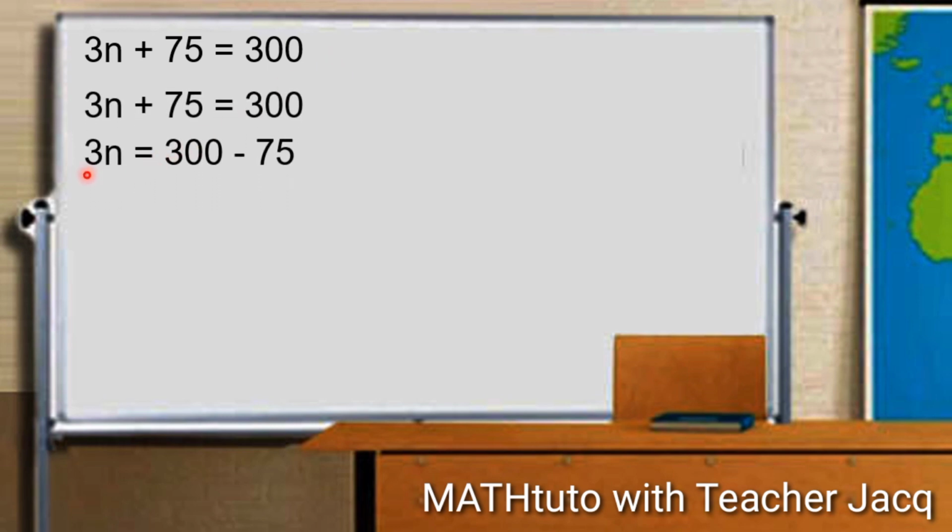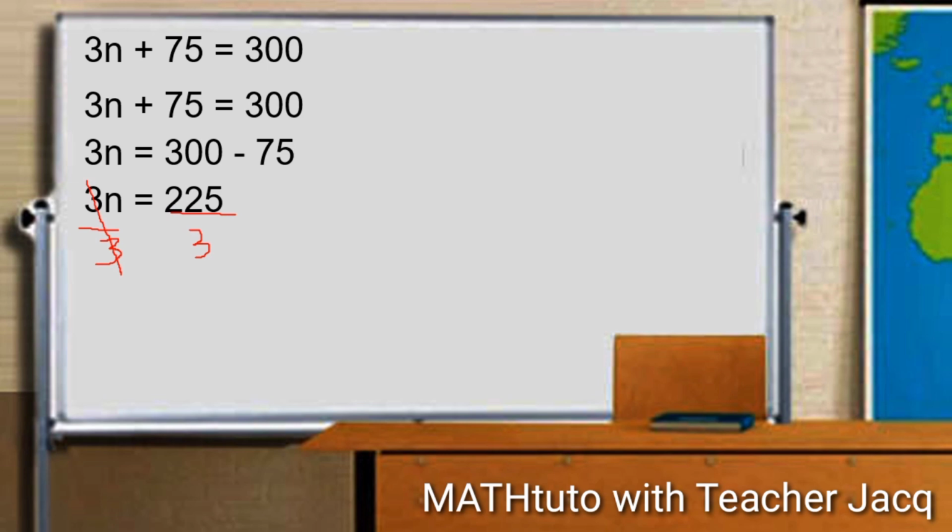So, meron ngayon tayong 3n is equals to 300 minus 75. So, 300 minus 75 is 225. Binabalang natin si 3n, kaya meron tayong 3n is equals to 225. Para maiwan si n, at ma-eliminate natin si 3, i-divide natin both side kay 3. Okay, so yan. 3n divided by 3 and 225 divided by 3. Let us eliminate. So, naiwan na lang is si n.